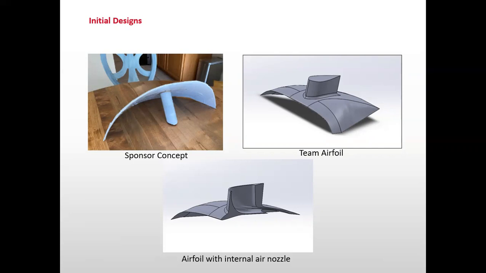Our sponsor approached us with the image in the top left. Our group discussed several design concepts and settled on a modified NACA 8020 airfoil with internally routed ductwork. This ductwork would channel the compressed air towards the underside of the airfoil to give it the cushion of air to ride on.